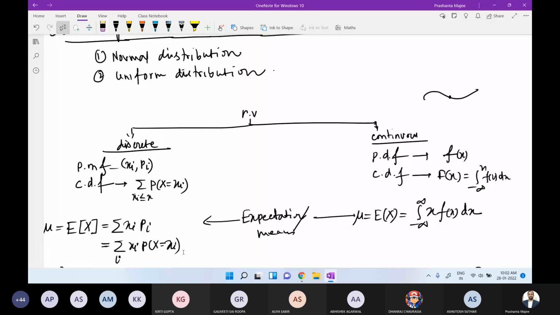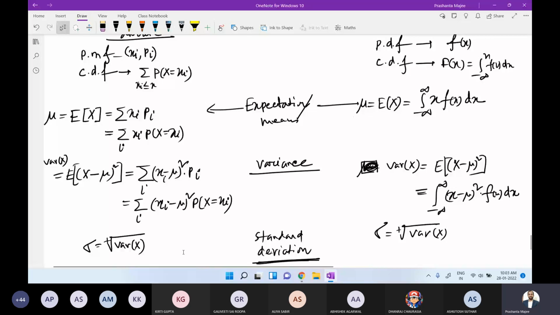Is it okay? Okay, sir. Okay, so I'll stop at this point. Please remember these definitions. Without these formulas, you will not be able to solve anything in this topic.